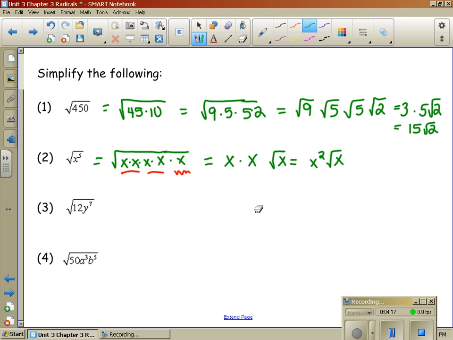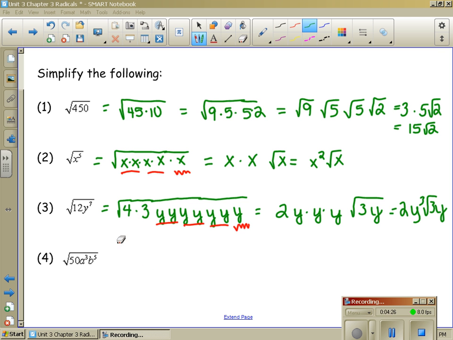Try the next two, pause the video, try the next two on your own, and then come back and see if you got them correct. So 12y to the 7th power. 12 breaks down to 4 and 3 and 7 y's. We have one group of y's, two groups of y's, three groups of y's, one left over. Square root of 4 is 2. Square root of 3 can't be simplified. Combining your y's, 2y cubed, square root 3y.